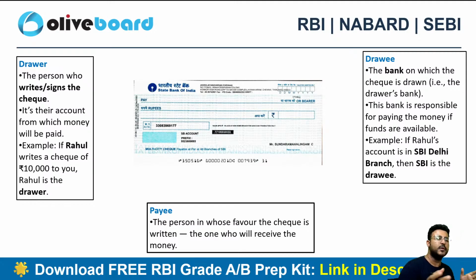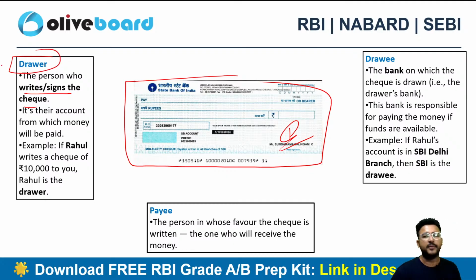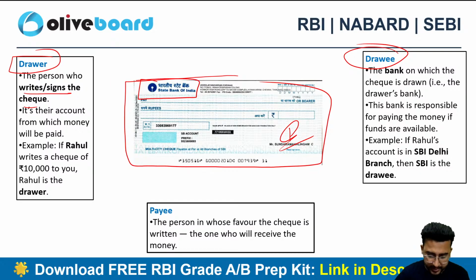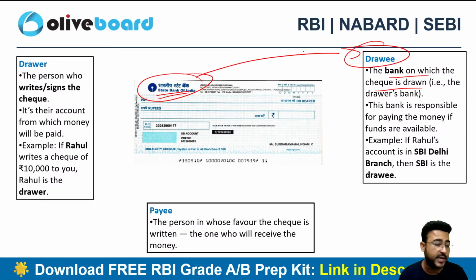Before starting this circular, let me explain a few terminologies: what drawer, drawee and payee are. So this is a check. The drawer is the person who writes or signs the check. Let's suppose I am signing this check, so I will be called the drawer. Who is the drawee? The bank on which the check is drawn. Here it is State Bank of India, this is the checkbook of State Bank of India, so SBI will be the drawee.